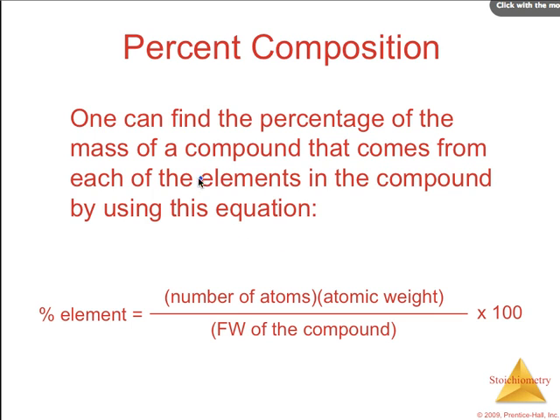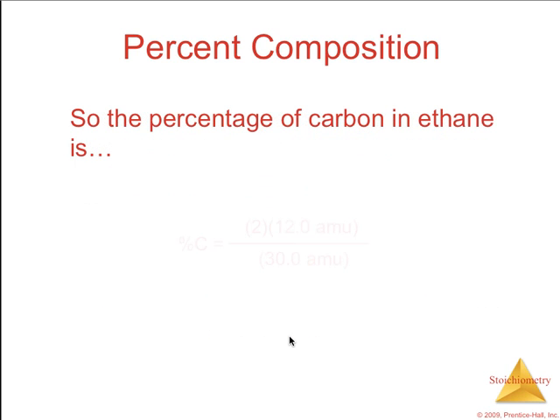You will be asked to calculate the percent composition for different compounds. And what you do is for every element in that compound, you find the percentage of the mass of that element in that compound. So for each element in the compound, you're going to do the number of atoms times the atomic weight of that element over the formula weight of the compound times 100%. I think it's easier if we look at this in practice.